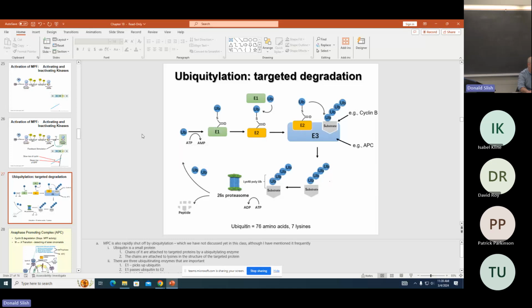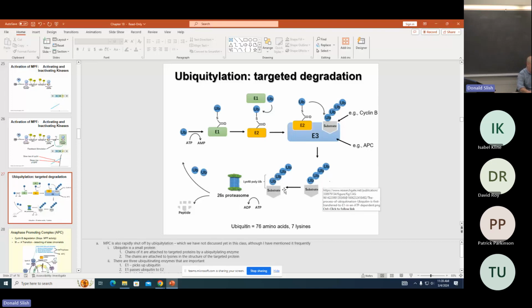E1 is going to pick up free ubiquitin and grab onto it. And it's then going to pass that ubiquitin to E2. E2 then becomes almost like a cofactor on E3. It sits there with its ubiquitin ready to add. So E3 then is the main ligase that's going to put ubiquitin on some substrate. The E3 ligase puts ubiquitin on a lysine of the substrate, and then another E2 will come in, put another ubiquitin on it, another one, another one. So you get chains of ubiquitin on the substrate.